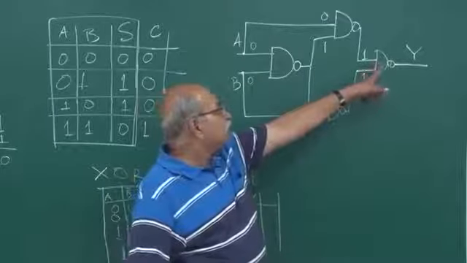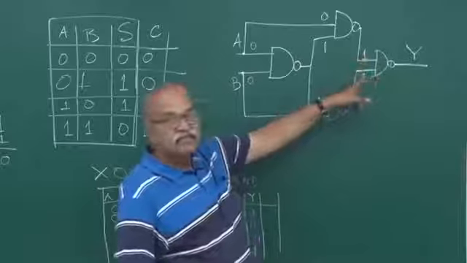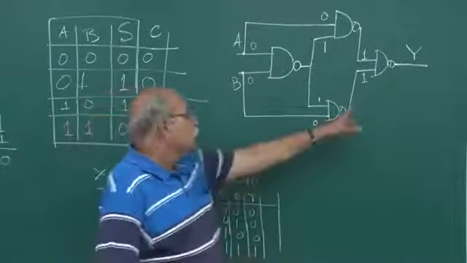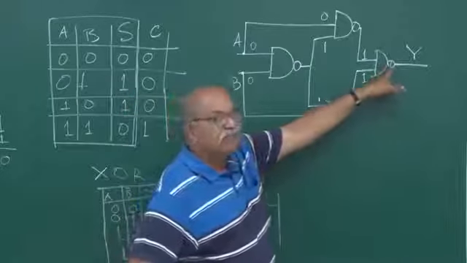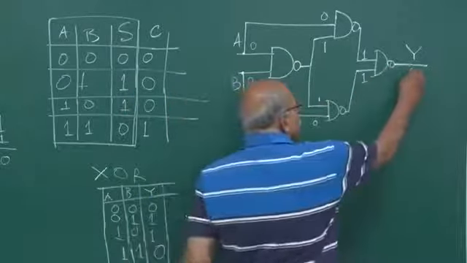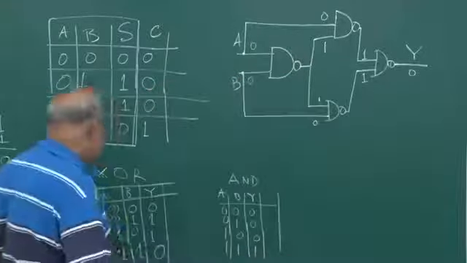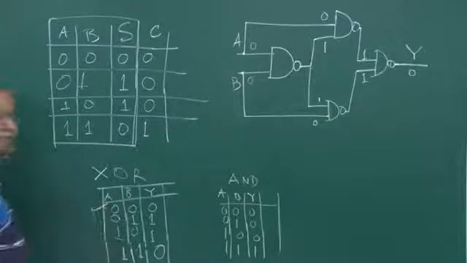What is AND of 1 1? That is 1. A 1 1, the AND is 1. So you are getting 1 here, and NOT of that is 0 here, so you are getting 0 here. So 0 and 0 gives me 0, so this first line is done.